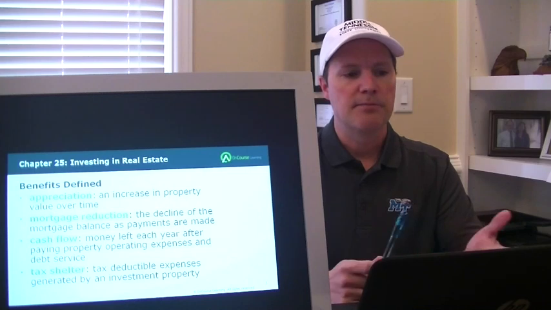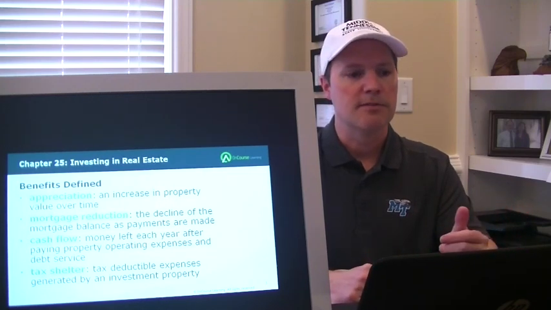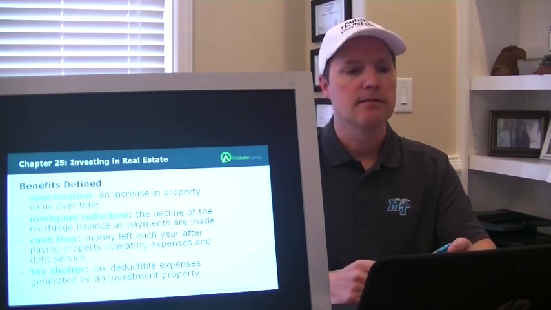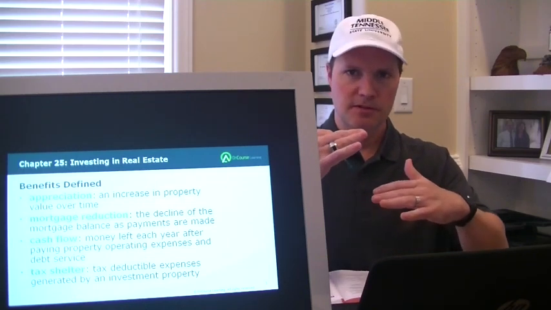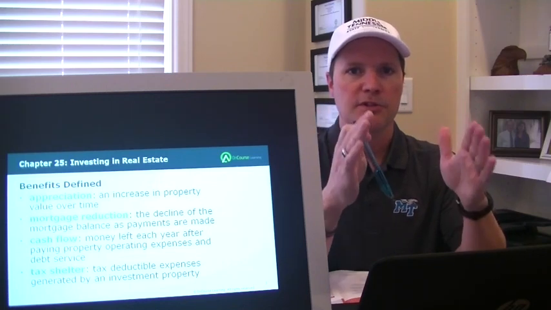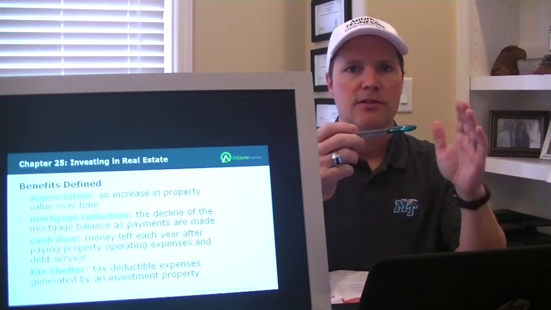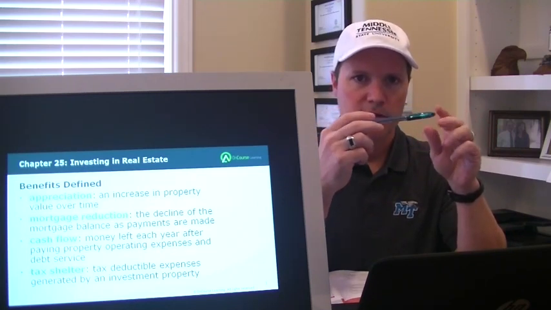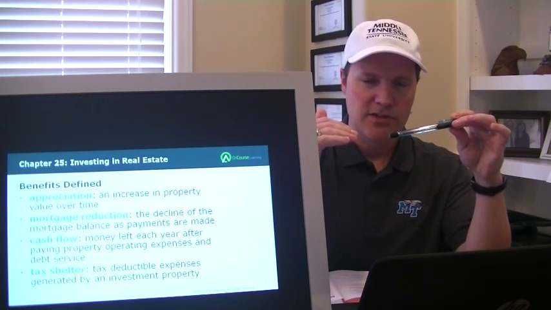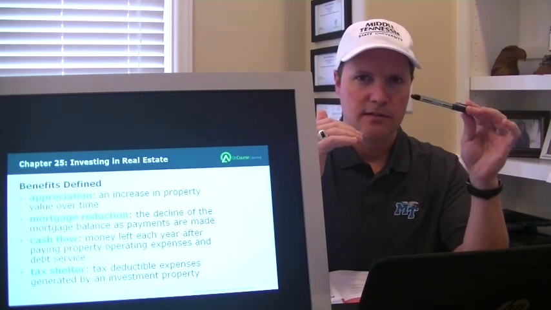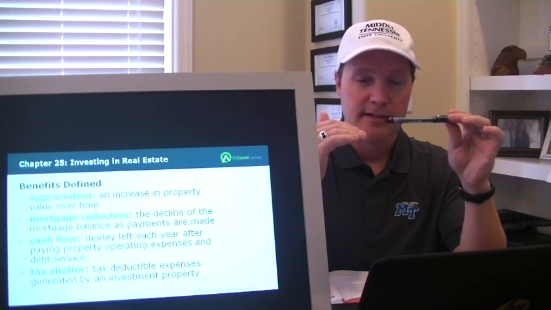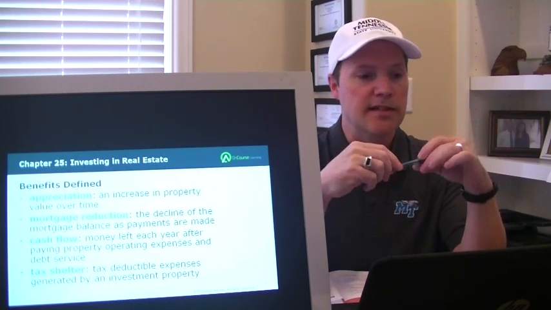Benefits defined, okay? Appreciation, an increase in property value over time, okay? We just talked about that. Mortgage reduction, the decline of the mortgage balance as payments are made, okay? So as you make payments, of course your mortgage comes down, right? As you make payments, you have your principal and your interest that you pay. So the interest payments start to go down as the mortgage goes down. You're actually paying more at the end of the 30-year loan. You'll be paying more each month of the principal balance instead of interest. And you'll see that later.